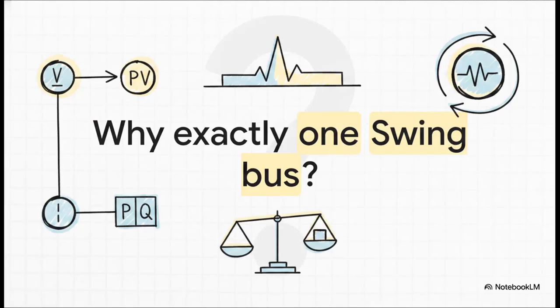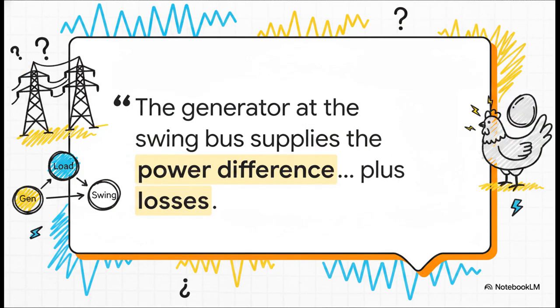Let's pause for a quick check here, just to make sure we're on the same page. Why does a power flow study need exactly 1 swing bus? Think about it for a second. You can never have 0, and you can absolutely never have 2. Why exactly 1? So the crucial point is this classic chicken and egg paradox.